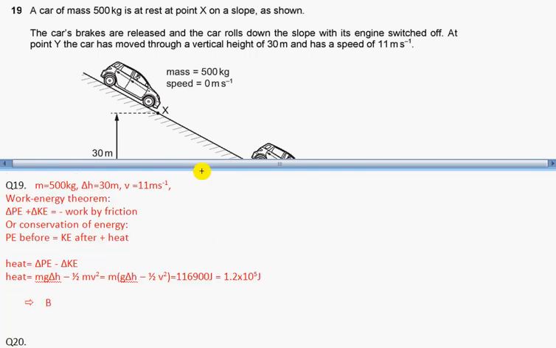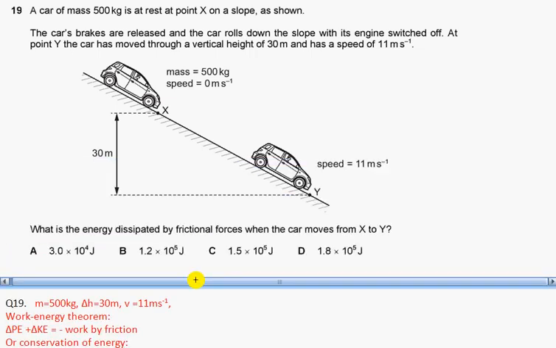Next question is 19. A car of mass 500 kg is at rest at point X on the slope as shown. The car's brakes are released and the car rolls down the slope with its engine switched off. At point Y, the car has moved through a vertical height of 30 meters and has a speed of 11 meters per second. What is the energy dissipated by frictional force as the car moves from X to Y?